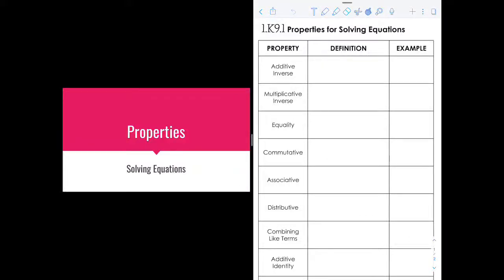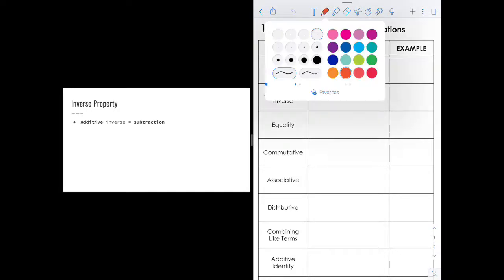Okay, this is 1.K9.1 properties for solving equations. So we're going to basically go through all of these different properties that are involved in the different steps when you solve an equation. So starting with the additive inverse property, the additive inverse is subtraction.